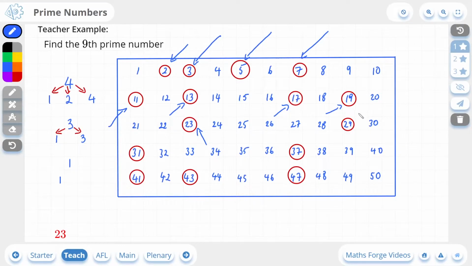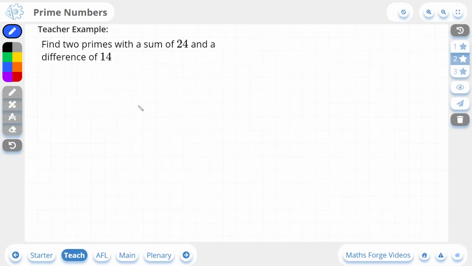Now, for the 1-star examples, you are expected to know all of the prime numbers from 1 to 100. Let's take a look at the 2-star example. Here we're being asked to find 2 primes with a sum of 24 and a difference of 14. So sum means we add these 2 primes together to give us 24, and difference means we subtract them to get 14. Well, let's think of our prime numbers.